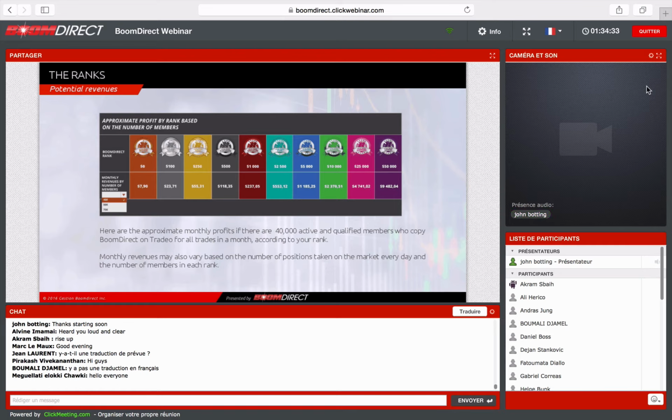Once we start getting to presidential level, this is where it starts to get a lot more exciting in the income. So as you can see, we're nearly at $1,200 per month in passive income at a presidential level. And to have presidential, you only need to have $5,000 in your Boom Direct account. It doesn't take a huge amount of time to get up here if you're active.